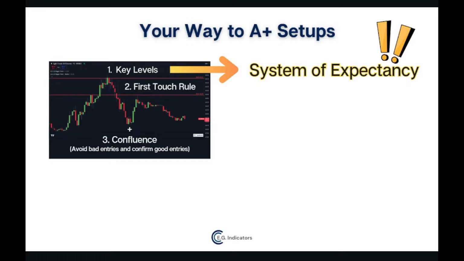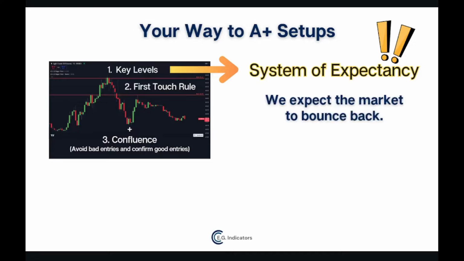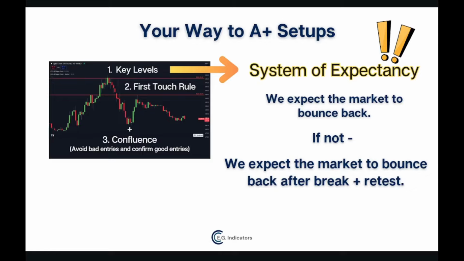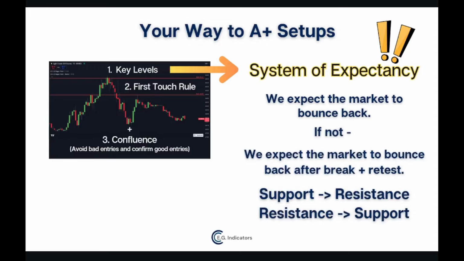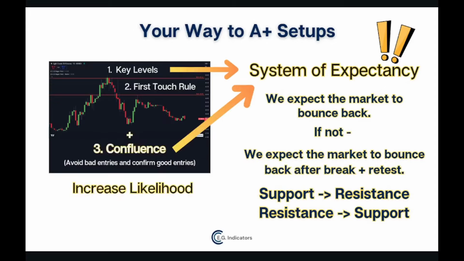Guys, this is the key of trading. Significant price levels provide you with a system of expectancy. We expect the market to bounce back. Did not happen? Here is where the risk management comes into place. After it breaks, we expect a retest and a continuation. Why? Because support turns into resistance and resistance turns into support after the break. Guys, this is the system of expectancy. And confluence makes our system of expectancy sharper. It aims to increase the likelihood that our expectations will hold.